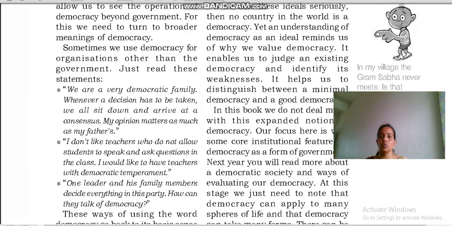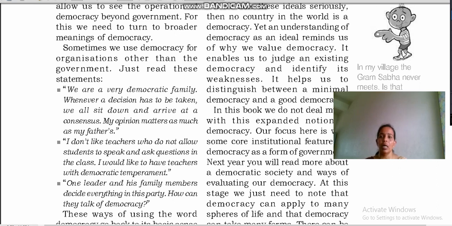It allows us to see the operation of democracy beyond government. For this, we need to turn to the broader meaning of democracy. That is why we are looking at the broader meaning of democracy. Sometimes we use democracy for organizations other than the government. We do not use the term democracy only for the government. Anywhere we can use the term democracy for an organization also.